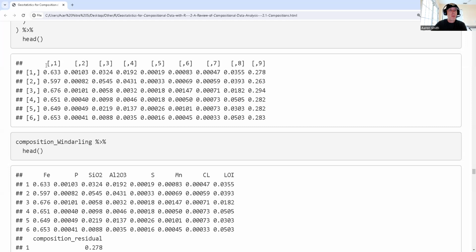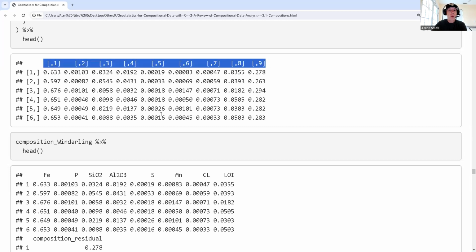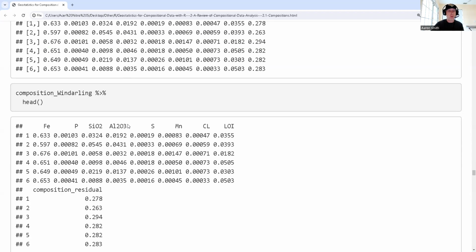Something to be mindful of is that you'll notice I lost the column names when I did this. That's something just to be aware of. If you're using this, you're going to need to manually assign the column names afterwards.